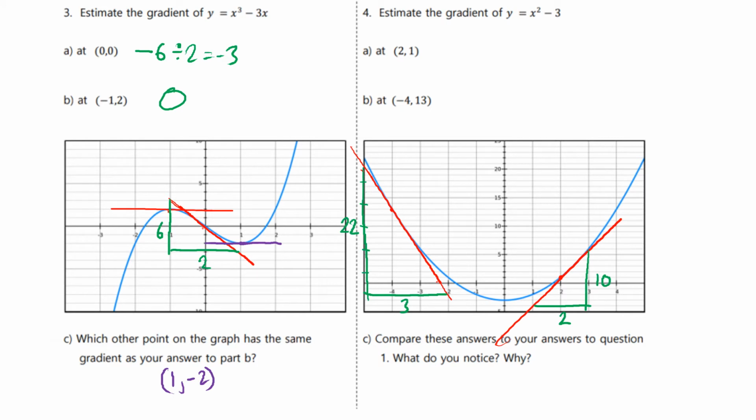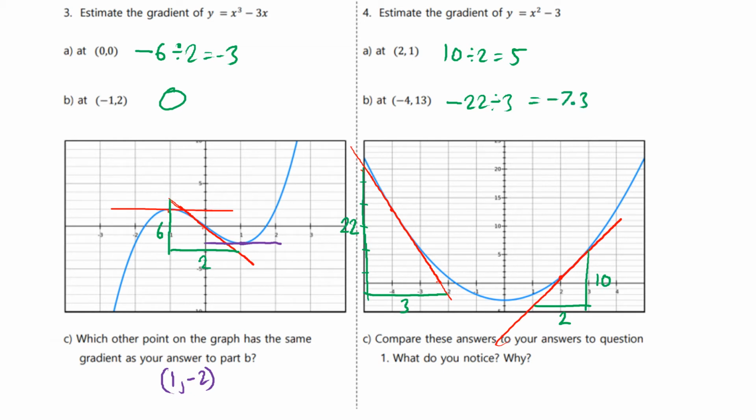Okay, and there's my best goes at some gradients for those. So as far as tangents would go, for the first one, I'd say 10 divided by 2, which was 5, and it is definitely positive because it's going up. And for the second one, it's going down, so minus 22 over 3, which is about minus 7.3.